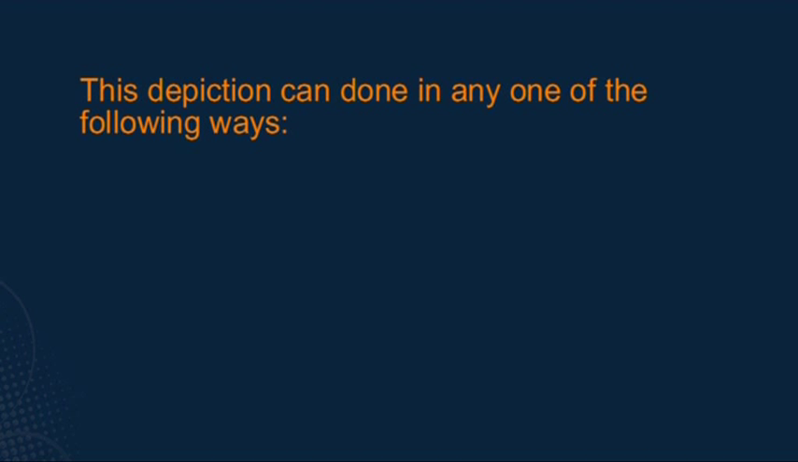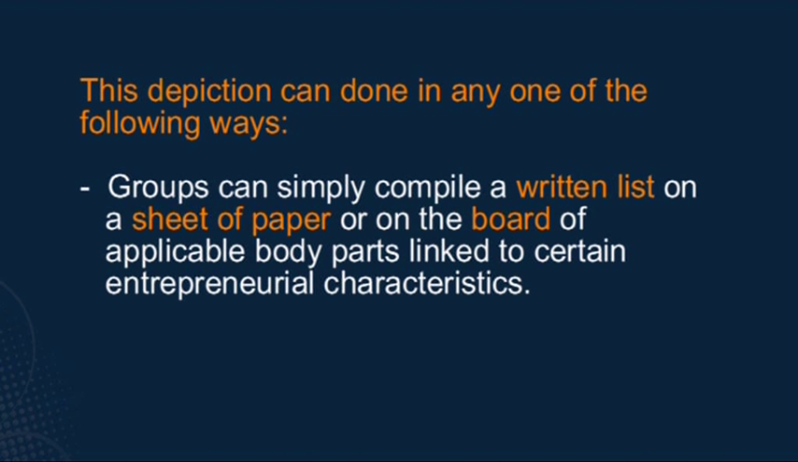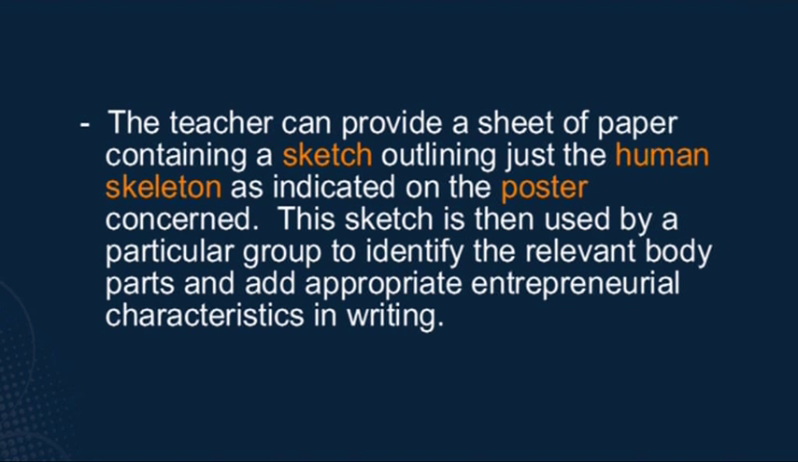This depiction can be done in any one of the following ways. Groups can simply compile a written list on a sheet of paper or on the board of applicable body parts linked to certain entrepreneurial characteristics. The teacher can provide a sheet of paper containing a sketch outlining just the human skeleton as indicated on the poster concerned. This sketch is then used by a particular group to identify the relevant body parts and add appropriate entrepreneurial characteristics in writing. In this DVD, this option will be demonstrated.